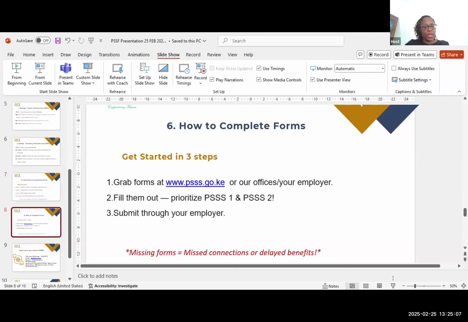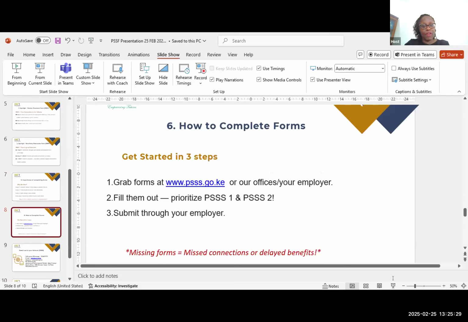So what do we do now that we know the forms? We know that there are 5 types of forms, and we know that now we are still in employment. We need to complete some forms so that we can ensure that the scheme is run properly, there is good governance in the scheme, and they have all your information. So there are 3 very short steps that we are going to look at.